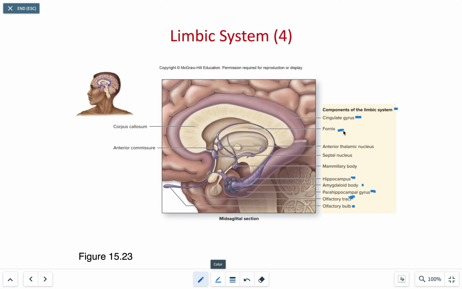And the last structure we'll talk about is going to be the fornix, which is underneath the cingulate gyrus. And the fornix is a thin tract of white matter connecting the hippocampus. So it comes all the way down here. It connects the hippocampus with all the other limbic structures.